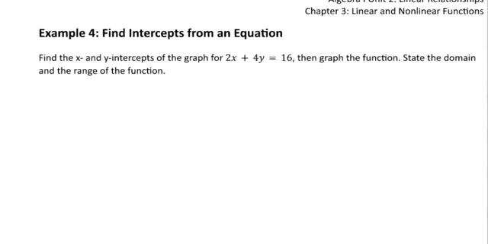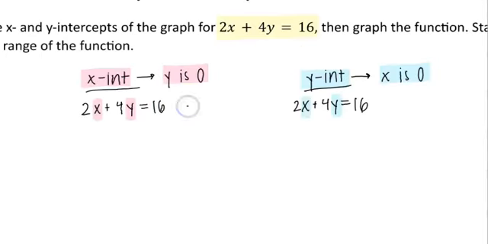Let's do one more example of finding intercepts from an equation. Let's say we were finding the x and y intercepts for the graph of 2x + 4y = 16, and then we're going to graph the function based on the intercepts. Let's do the x-intercept first. Remember, that's when y is 0. So you're going to substitute in 0 for the y value. So it should look like this.